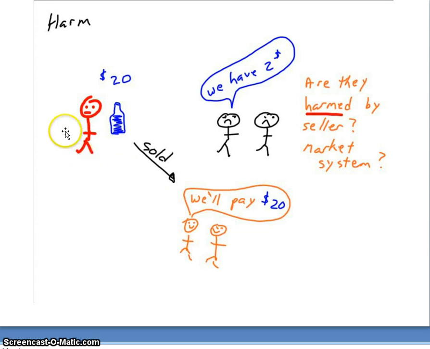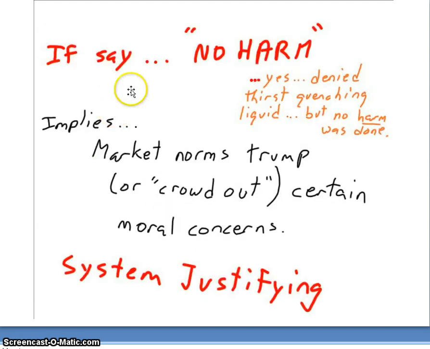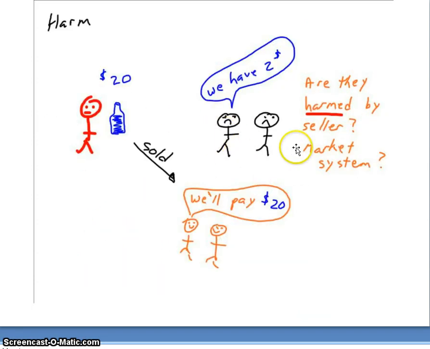So from this view, we would say that if that is the market norm, then if you say there's no harm in that scenario, you're suggesting that the market norms are taking precedence. They're being prioritized over what might be other moral concerns. What's the other moral concern? Well, these two don't get any water, right?